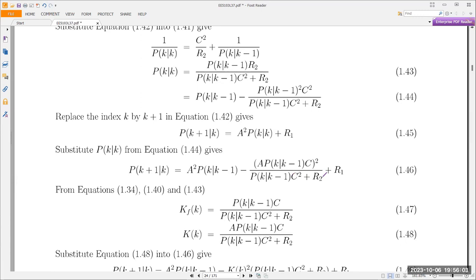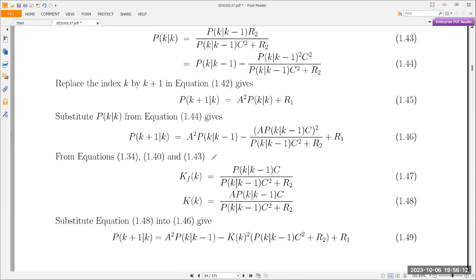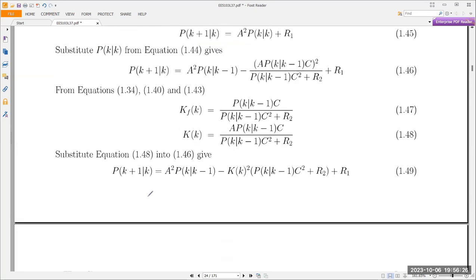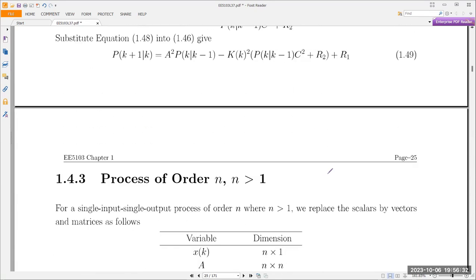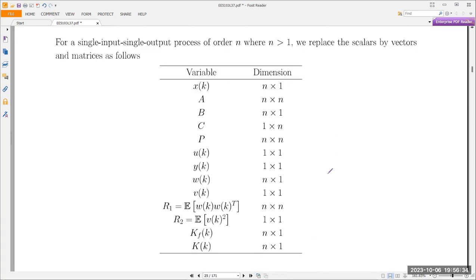Don't worry, you just go back and substitute here, substitute there until you get that equation. So finally, 34, 40, 43, you will get this. And then you do some more substitution, you will get this. There's nothing more to say. Okay, what I need to say now is this.